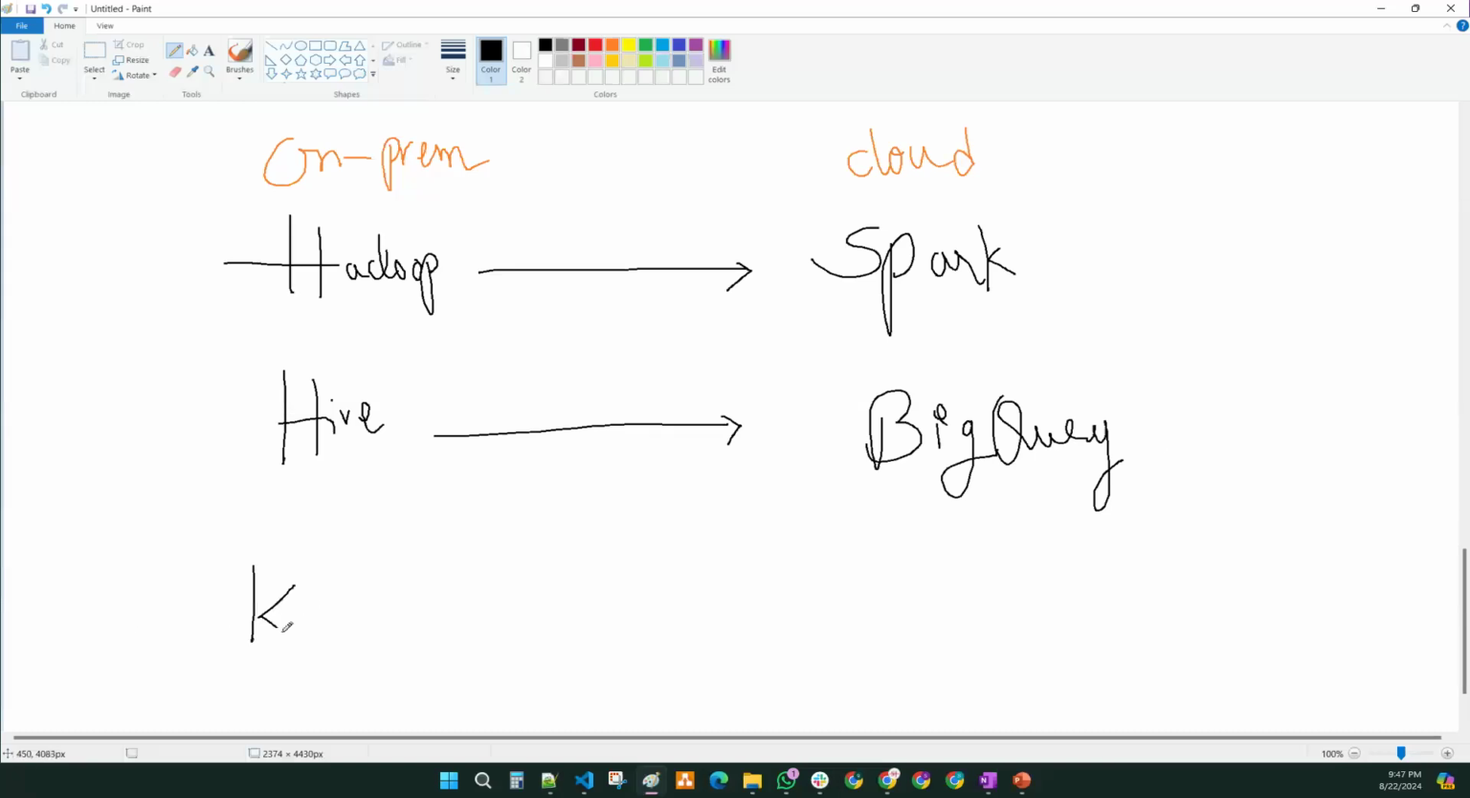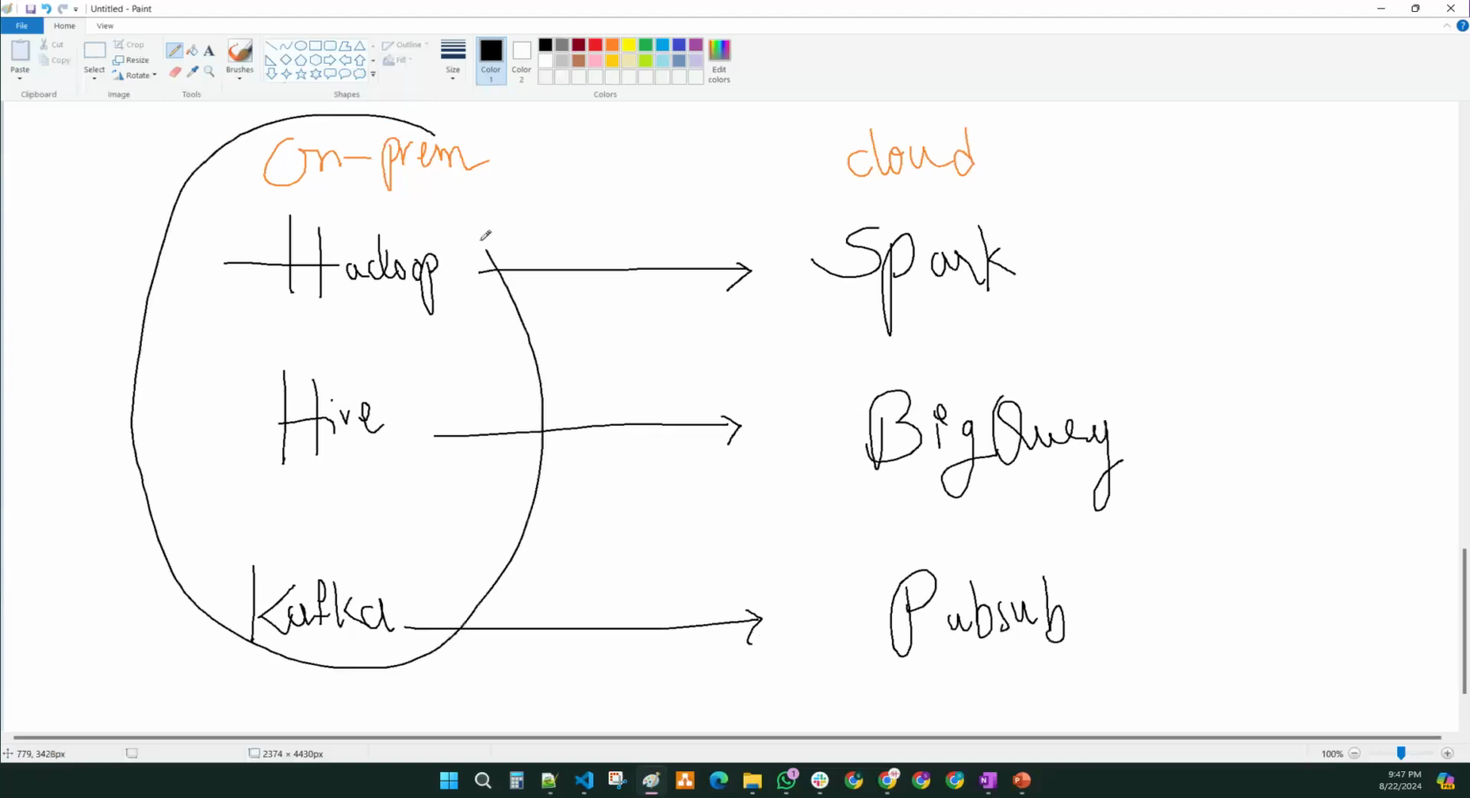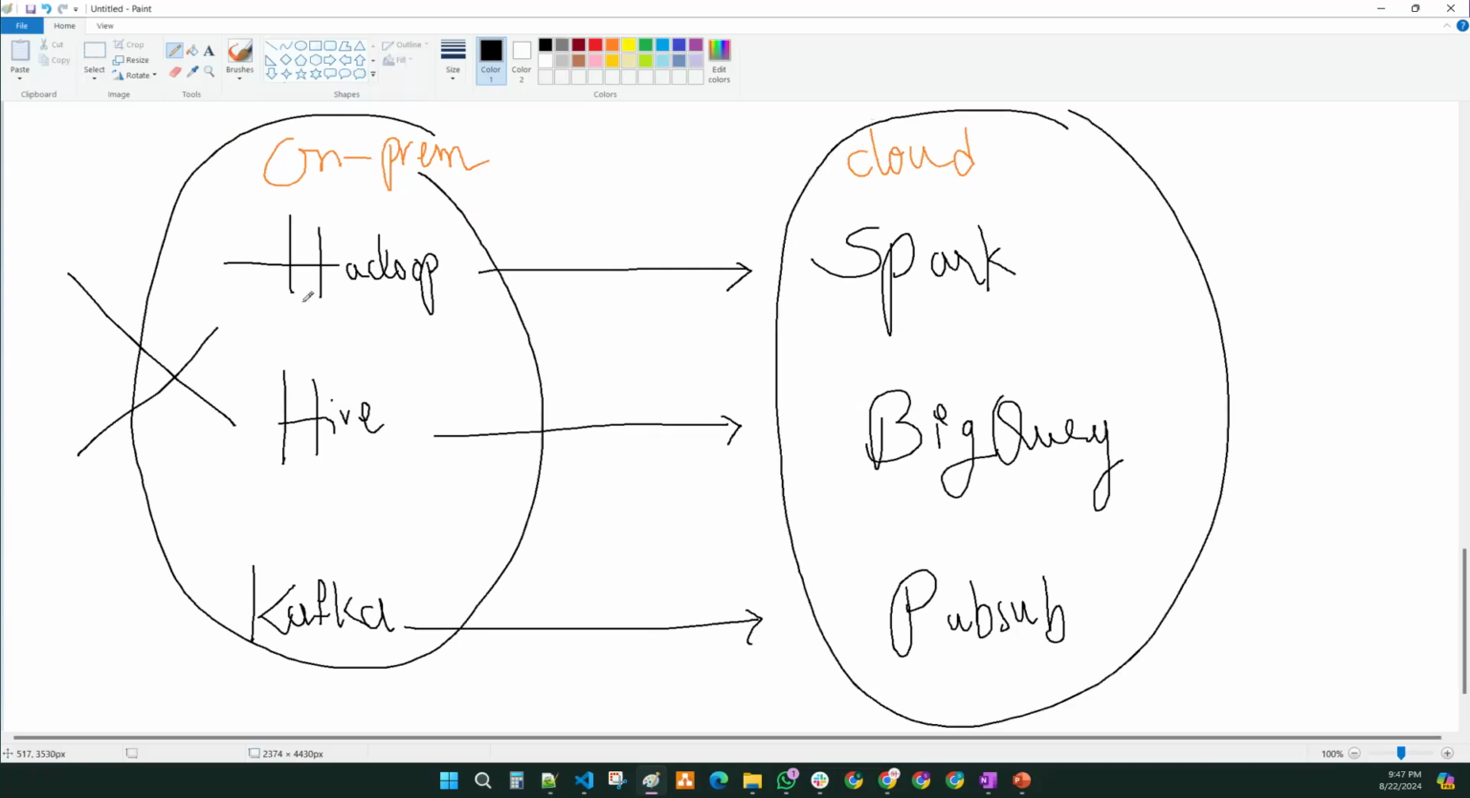And for Kafka, for streaming data ingestion, we are using Pub/Sub. So these are on-premises tools. We are not here to become on-premises data engineers. Even if you learn them, there are no opportunities for you guys, because you are not going to work on on-premises. All the companies are moving to the cloud only. Every on-premises company is moving to the cloud.